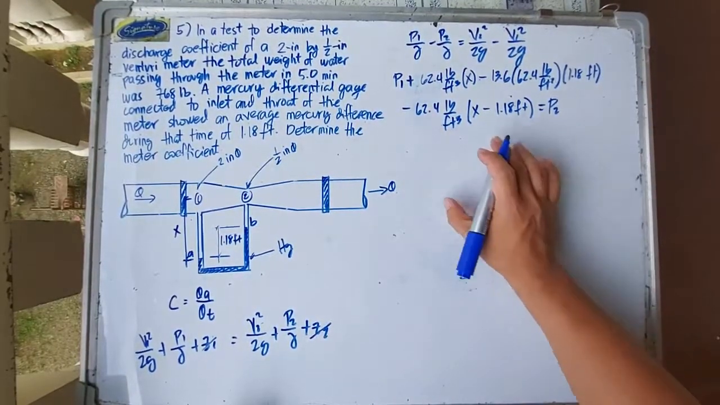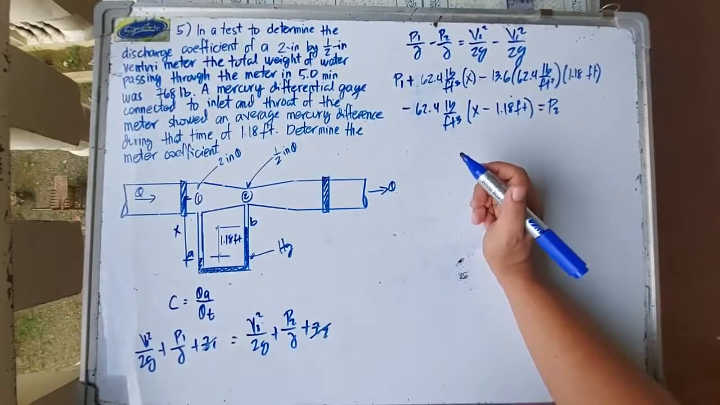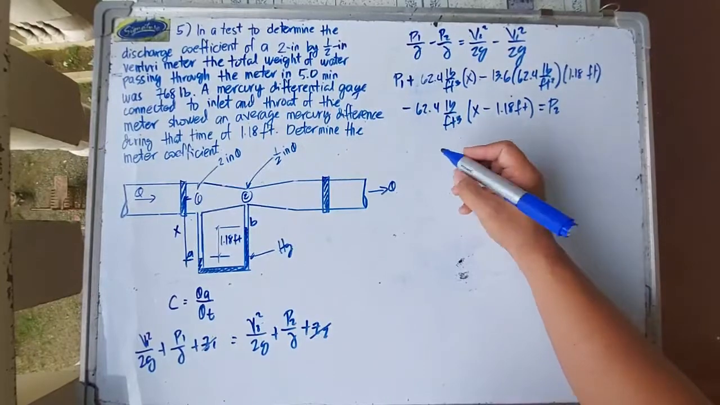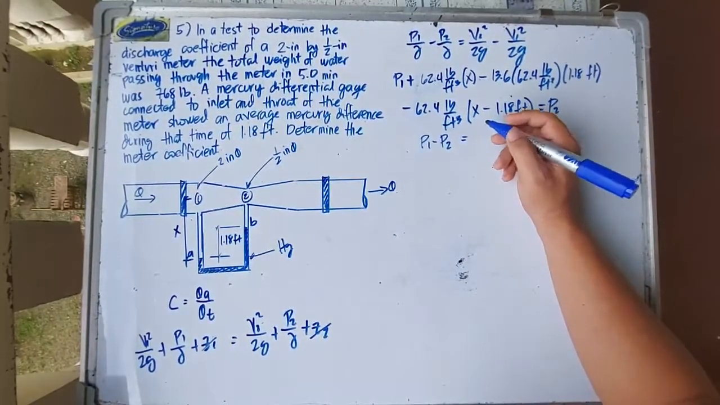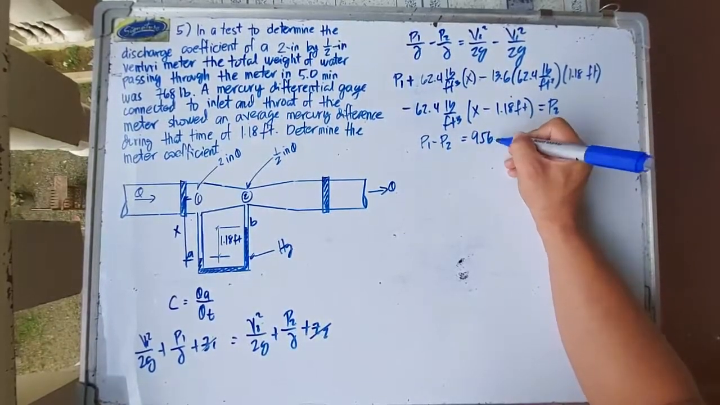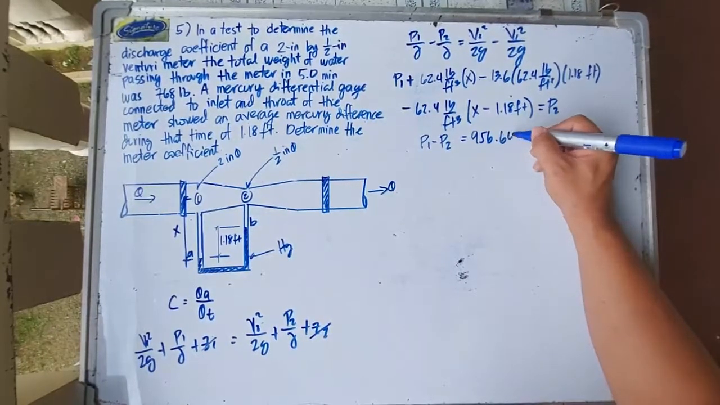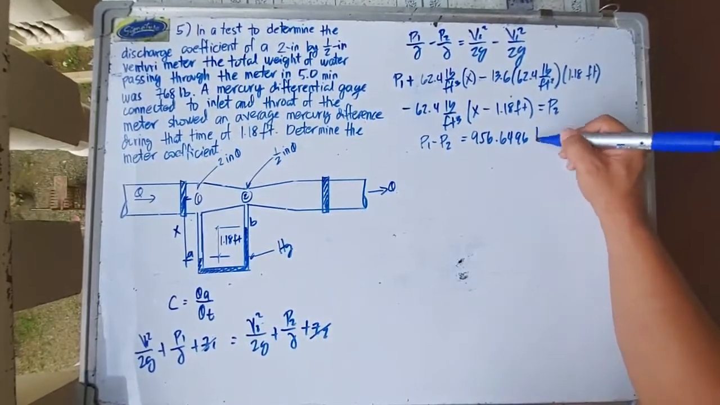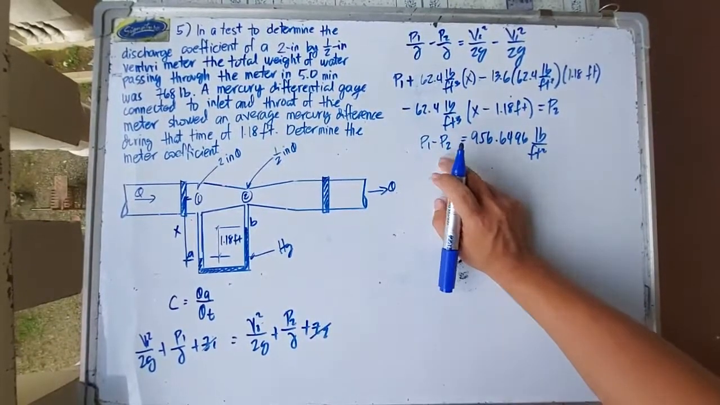Okay, so this term would cancel, and we're left with the difference in pressure between the 2 points, which is P1 minus P2, we have 956.6496 pounds per square foot. The difference in pressure between points 1 and 2.